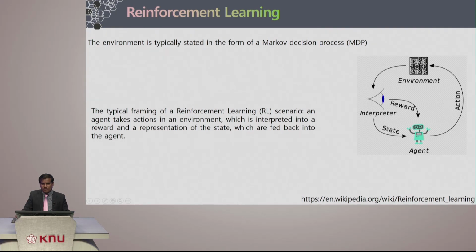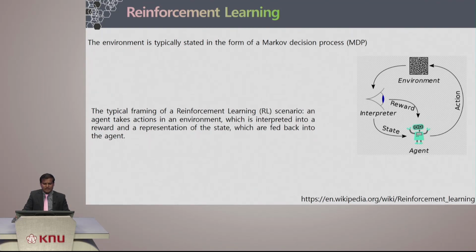Then accordingly it moves from one state to another state. This environment is typically stated by means of a Markov decision process. You are going from one state to another state, so state transition is also happening in the actual reinforcement process. The agent takes an action in an environment, which is interpreted into a reward and a representation of the state, which is fed back into the agent.